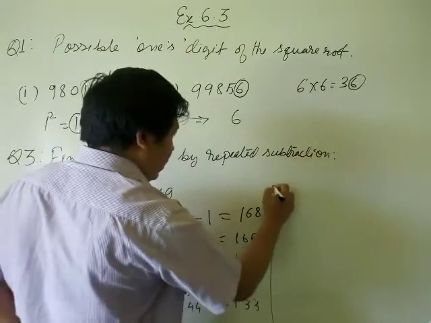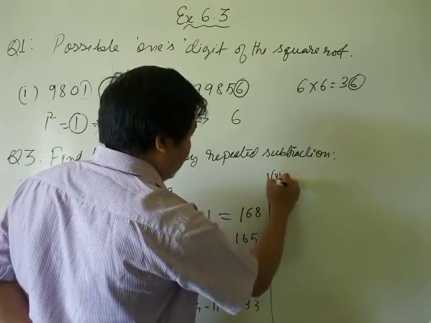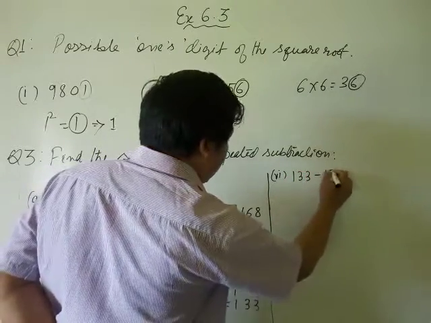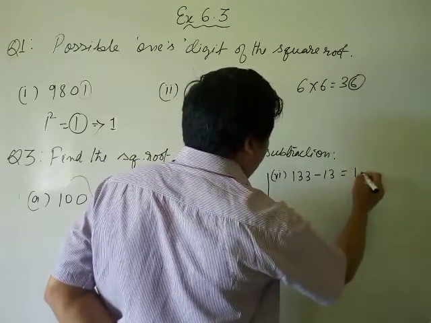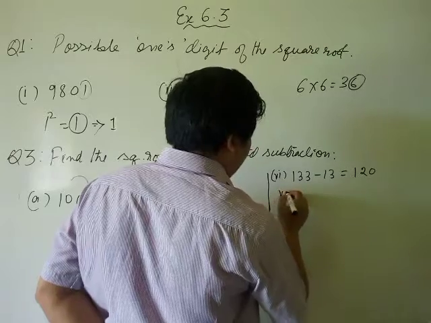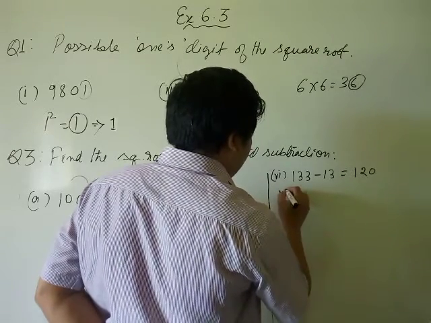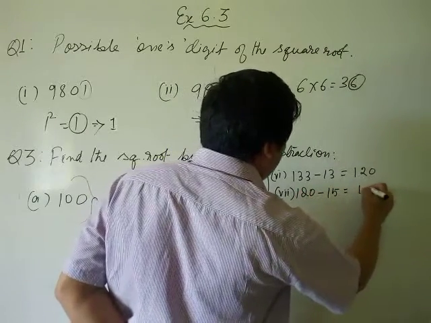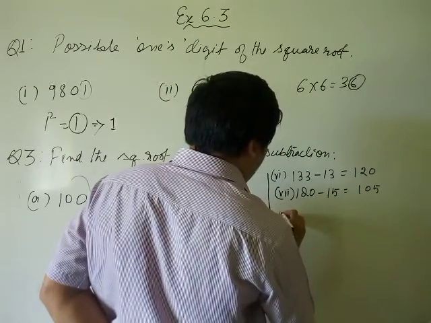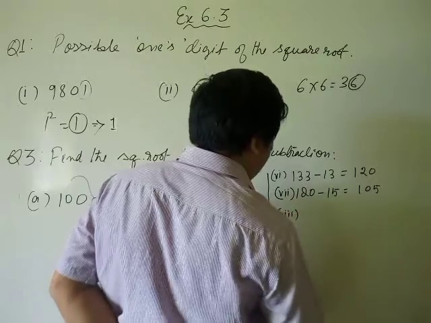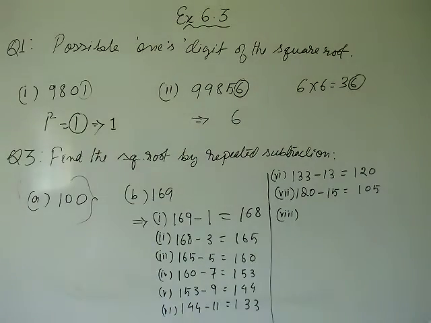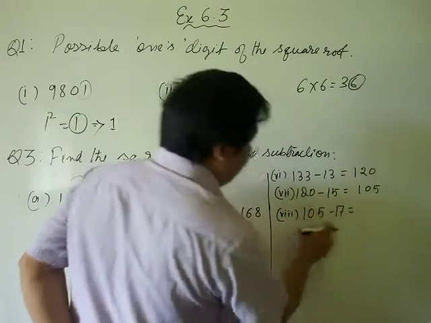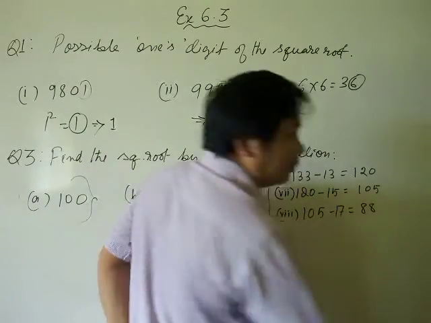Step 7: 133 minus 13, that is 120. Step 8: 120 minus 15, it is 105. Step 9: 105 minus 17, we get 88.